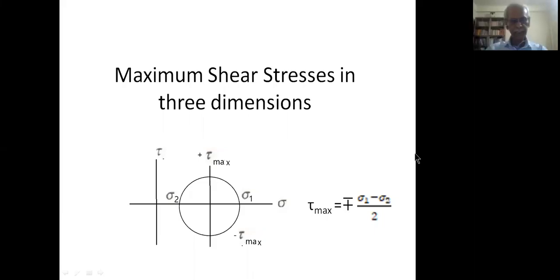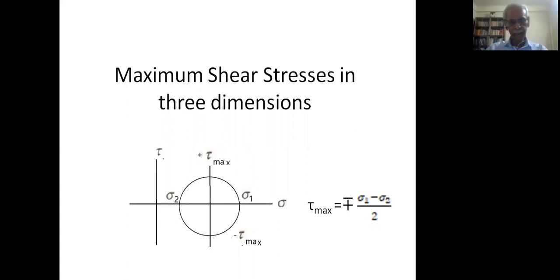Today we'll be discussing maximum shear stresses in 3 dimensions. As you know, this is a very important issue in strength of material and design, because when we design, we not only look at the principal stresses, we also look at the maximum shear stresses. And you may remember that for designing for ductile materials, maximum shear stresses are considered.